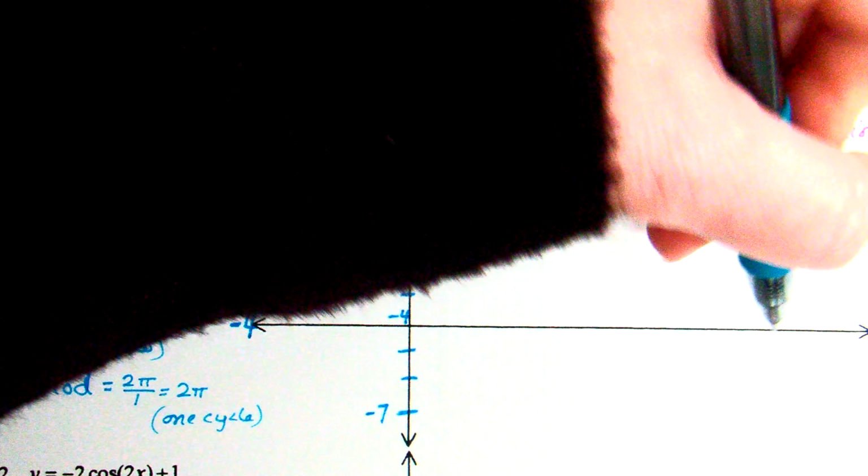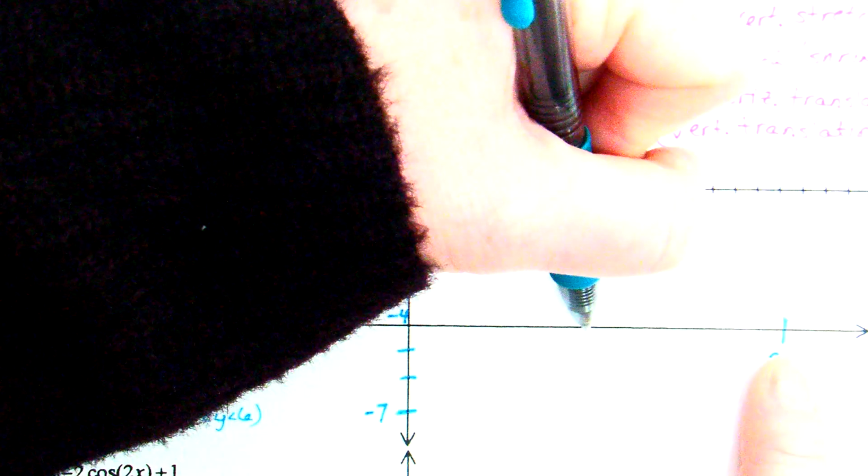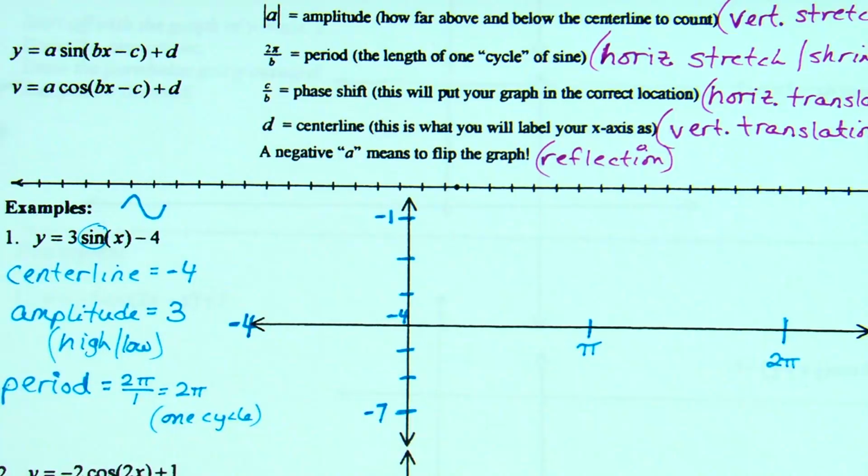If my period is 0 to 2 pi, where's the middle of this? What's in the middle of 0 and 2 pi? 1 pi. So if I already have 0, I labeled 2 pi, I'm going to approximate my middle and label it pi. You minimum have to take this space and divide it into 4 pieces. Right now I've divided my space into 2 pieces. So now I have 1 pi and 2 pi.